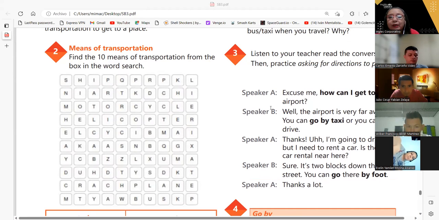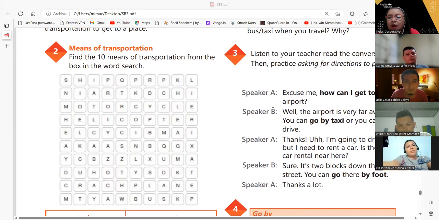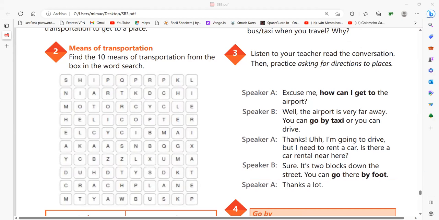Hello, one boy and one girl. Me, teacher. Me, teacher. Okay, Wilbur and Evelyn. Wilbur, you are A, and Evelyn, you are B. The same as it is, okay? Let's begin. One, two, three.